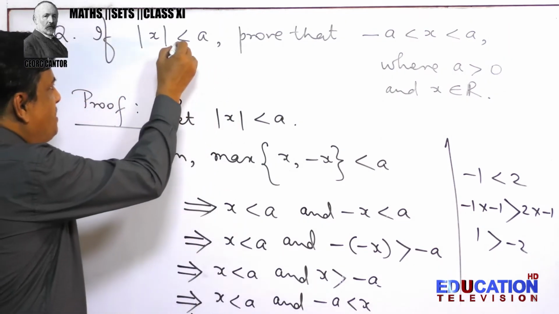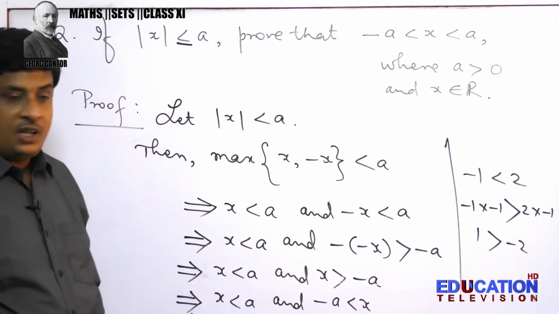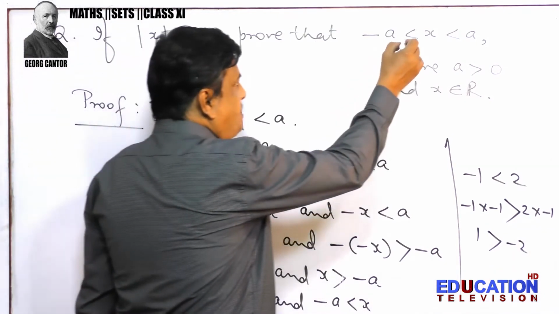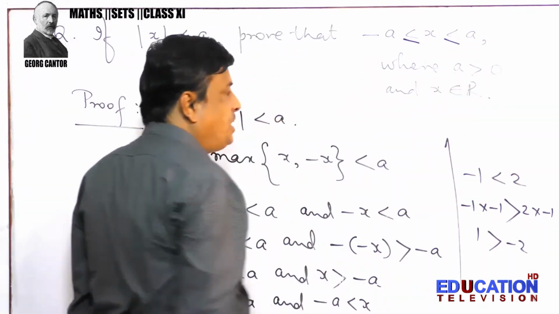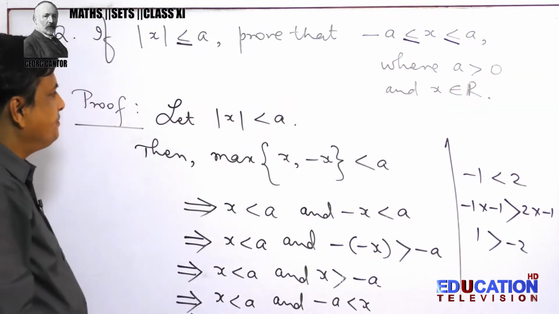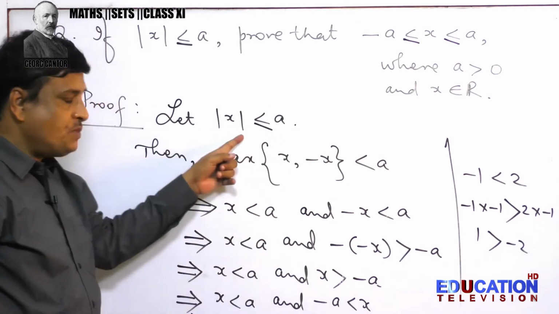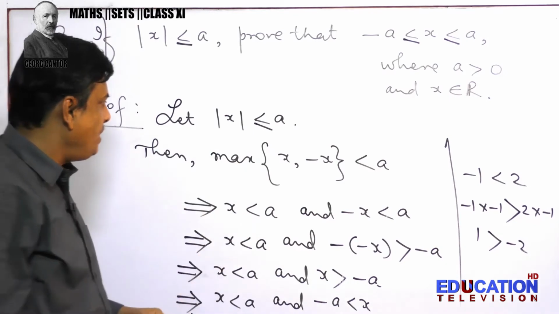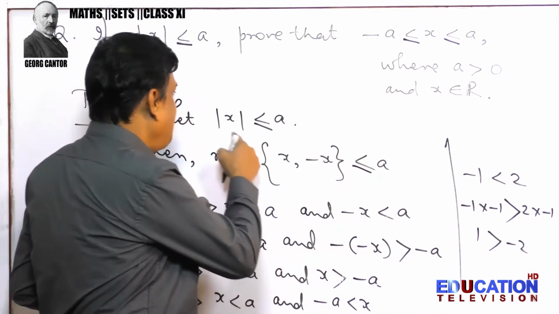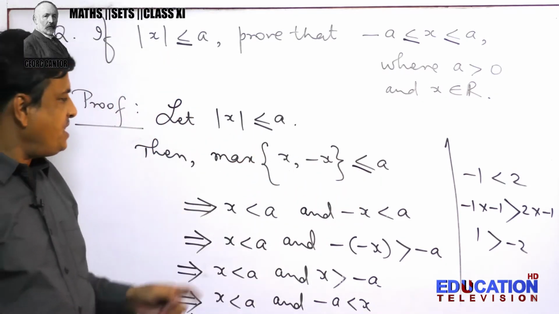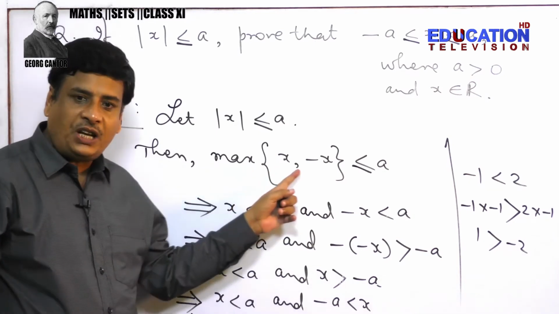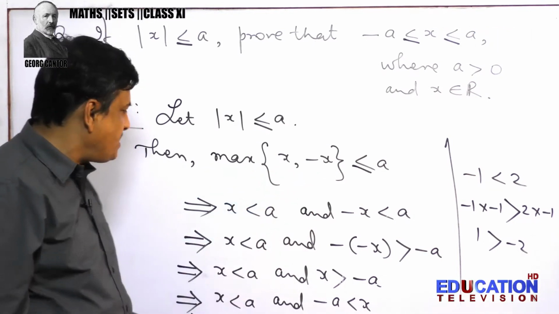If modulus x is less or equal to a, then prove that x is greater or equal to minus a, less or equal to plus a. Our assumption is modulus x less or equal to a, and by the definition, modulus of x is the maximum value of the set containing two elements x and minus x.